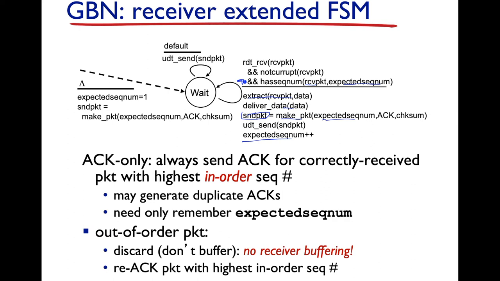And so you only need to remember one piece of information. You need to remember the expected sequence number. And if you have an out-of-order packet, what do you do? You just discard it. You don't buffer it. So there's no buffering at the receiver for Go-Back-N, but there is buffering at the sender for Go-Back-N. And remember, in two machines, or host A and B, the TCP or the transmission layer runtime is going to implement both the sender behavior as well as the receiver behavior.